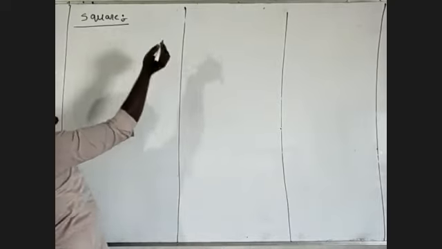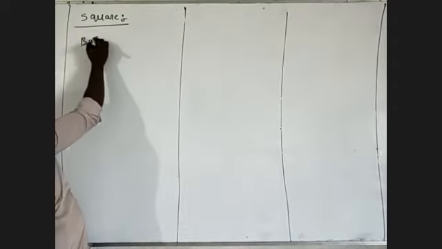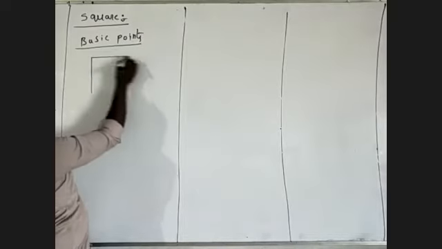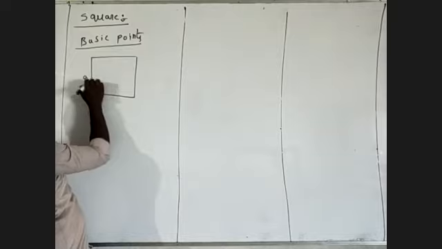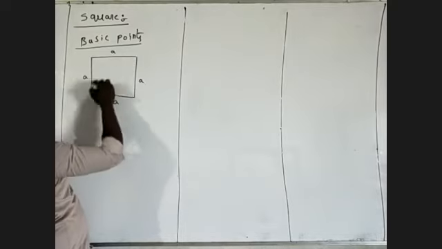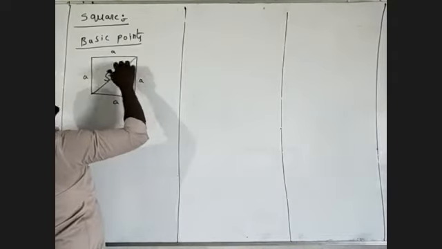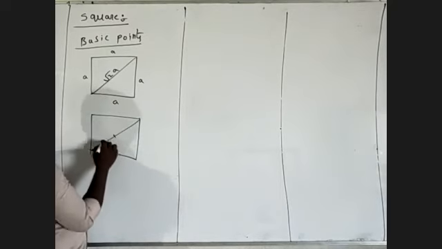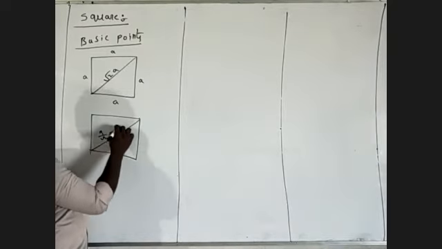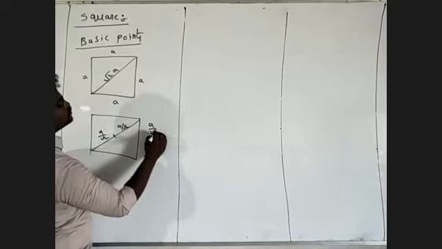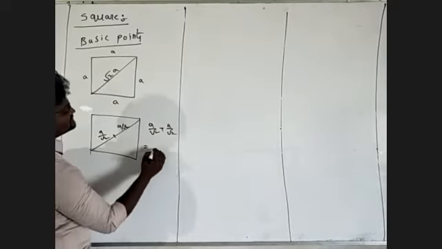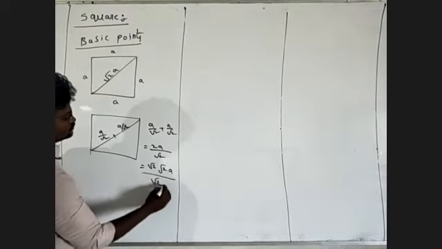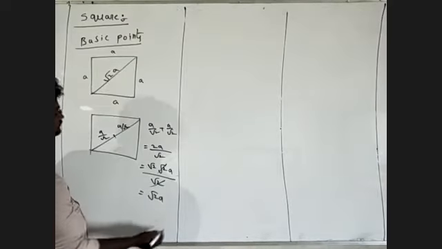Square. Do you know the basic point? This is a square. I am checking the distance. This is root 2a. This can be divided into two parts, a by root 2 plus a by root 2, which means 2a by root 2. Root 2 and root 2 cancel each other, giving root 2a.